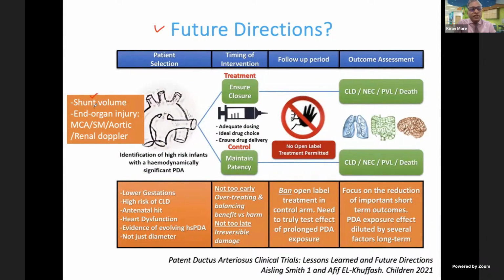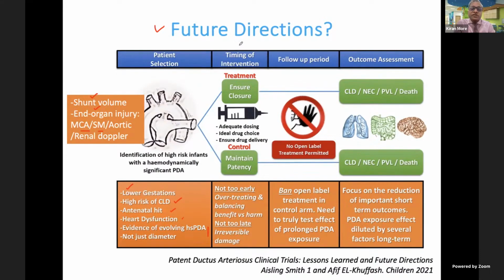We should measure end organ injury like MCA, celiac, aortic, and renal Dopplers, and also look at the patient population. You should target the lower gestation babies only, all the babies who are at risk of BPD. BPD score predictors are available, and sepsis predictors are available. So those who have risk of sepsis, chorioamnionitis, risk of BPD, antenatal hit, antenatal chorio or IUGR or placental issues, and then heart dysfunction. Not just the diameter, but a more comprehensive assessment should be the selection criteria for the patient.